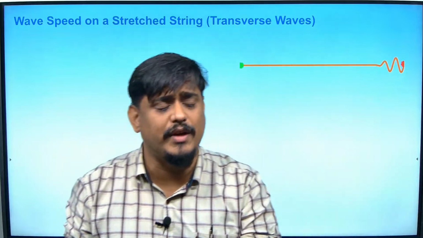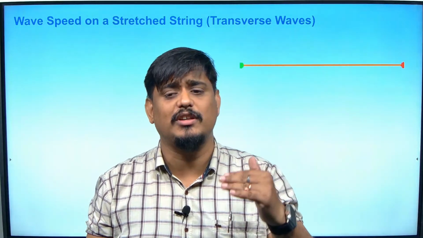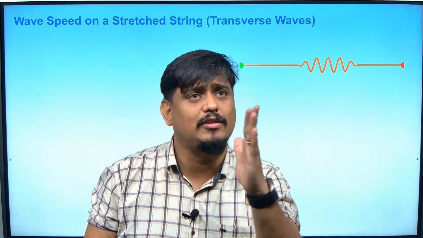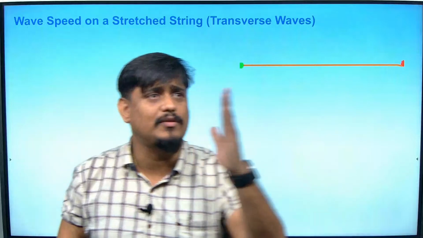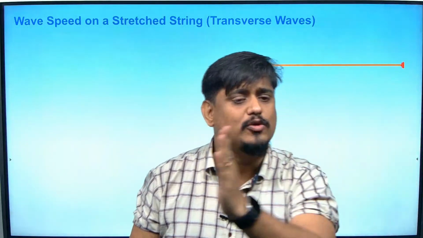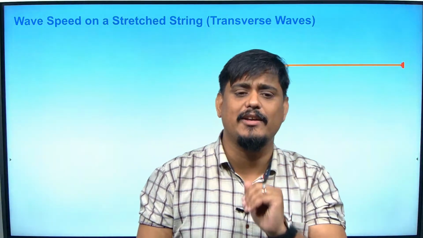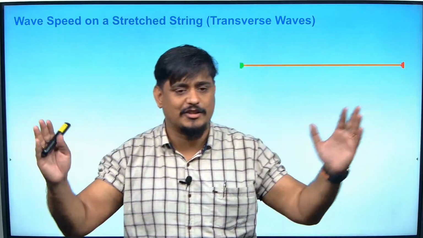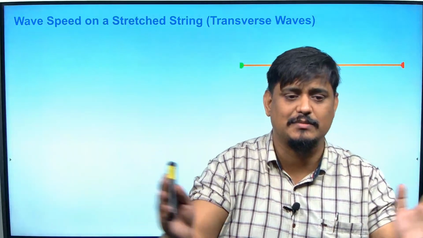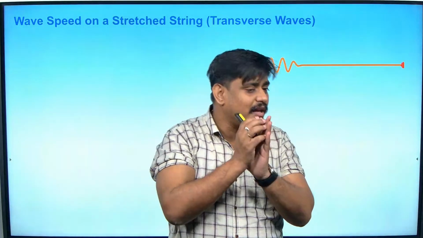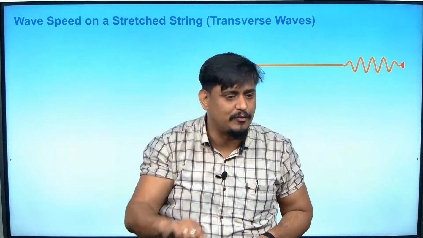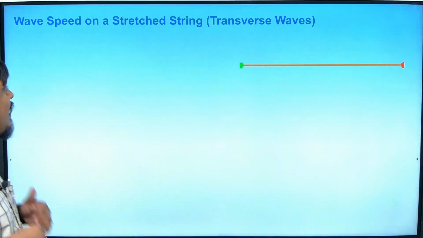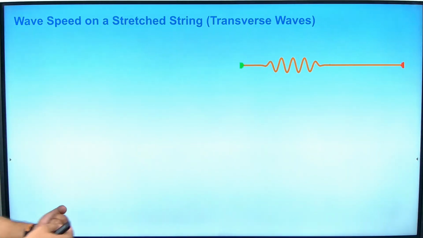Transverse waves are those waves where the particles of the medium are oscillating perpendicular to the direction of propagation. Longitudinal waves are those waves where the particles of the medium are vibrating parallel to the direction of propagation. In longitudinal waves, you are going to have compressions and rarefactions. But in a transverse wave, you are going to have crest, trough, crest, trough, crest, trough, right? So now we are going to calculate how we find the speed, or velocity, of a transverse wave.